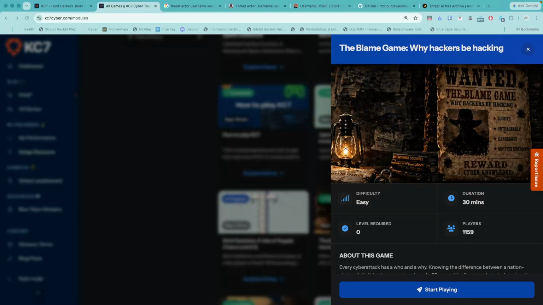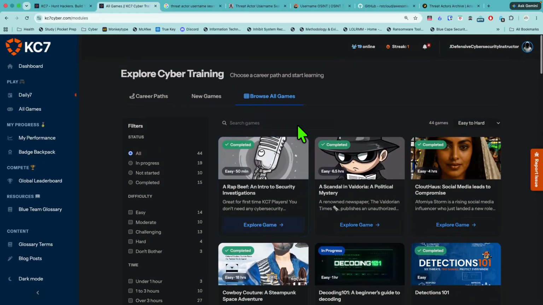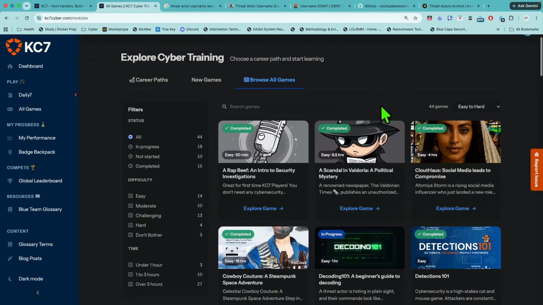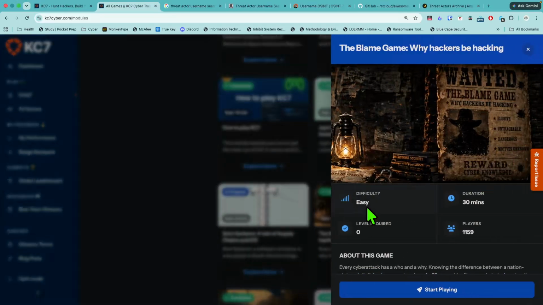And today we're going to be covering the Blame Game, Why Hackers Be Hacking KC7 game. To access this game, you need a KC7 account. Once you have created your account, go to browse all games, then scroll down and you will find the Blame Game. For this game, the difficulty is easy, duration is 30 minutes, level required is 0, and these are the players who have played it.